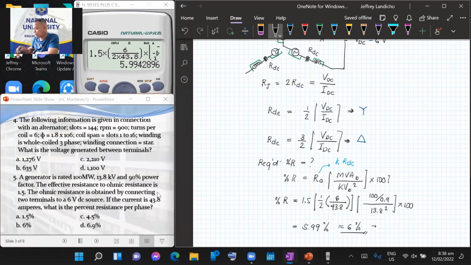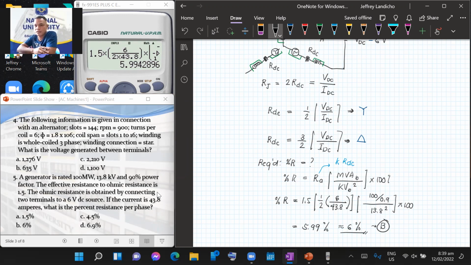Meron ba? Ayun. Ano letter? Nakuha ba? Any question regarding DC resistance test ng ating alternator? That is one way to perform DC resistance test. So that is applying DC voltage.